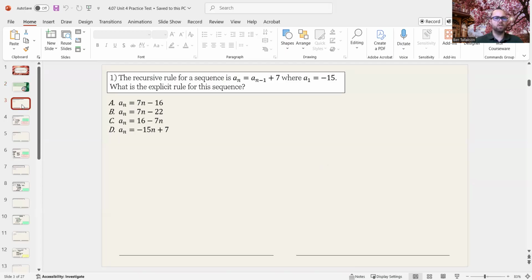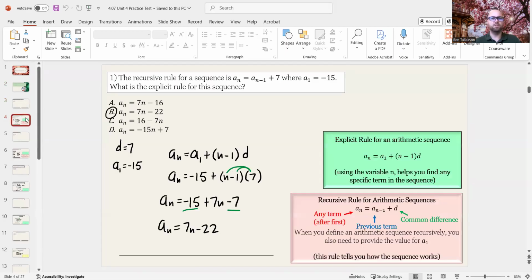Let's go ahead and work on number 1. As always, I'll pause to give you a chance to pause this recording and practice before solving and explaining. Now let's get into it.